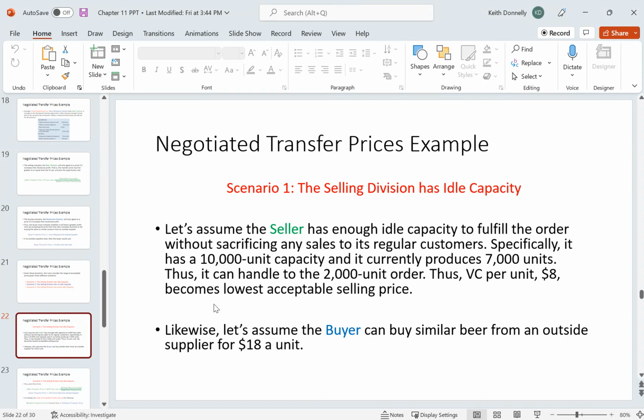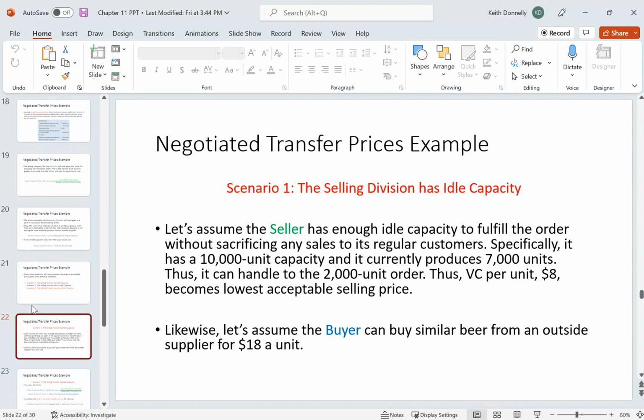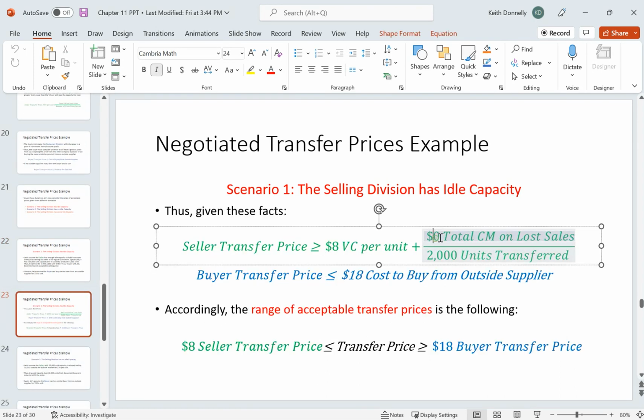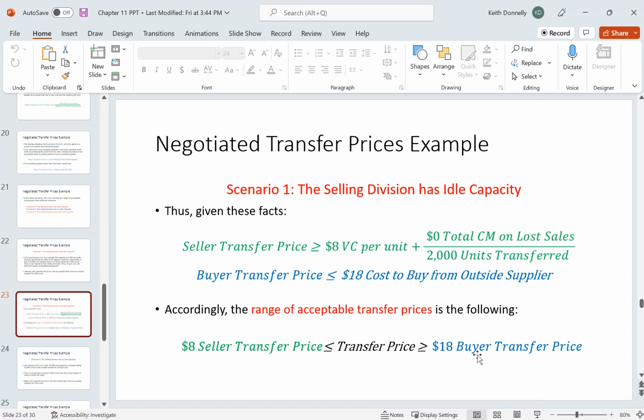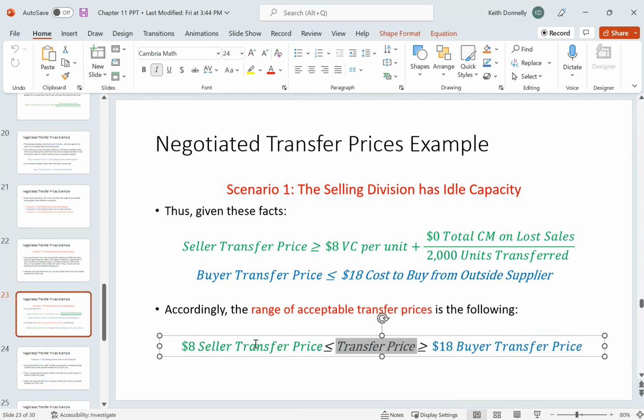So in this case, our variable cost per unit, $8, is going to become the lowest acceptable selling price. In other words, when we plug it into the information over here, $0 lost contribution margin, $8 becomes our selling price. Likewise, the buyer can buy similar beer from an outside supplier for $18 a unit, so they're not going to pay more than $18. When we have idle capacity, we can handle the whole order. We don't want to sell it at a loss, so we better at least sell it for $8, and the buyer's not going to pay more than what they would pay on the open market. So in between these two points, 8 and 18, maybe we sell it for $9, $10, anywhere in between those two spots, that's the range of acceptable prices where it makes sense.